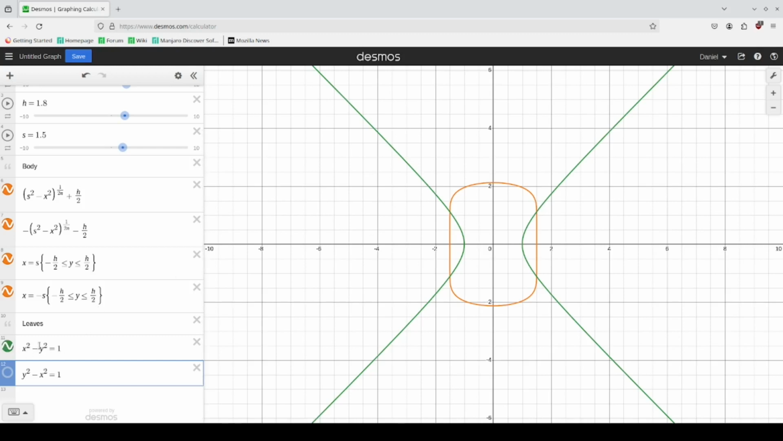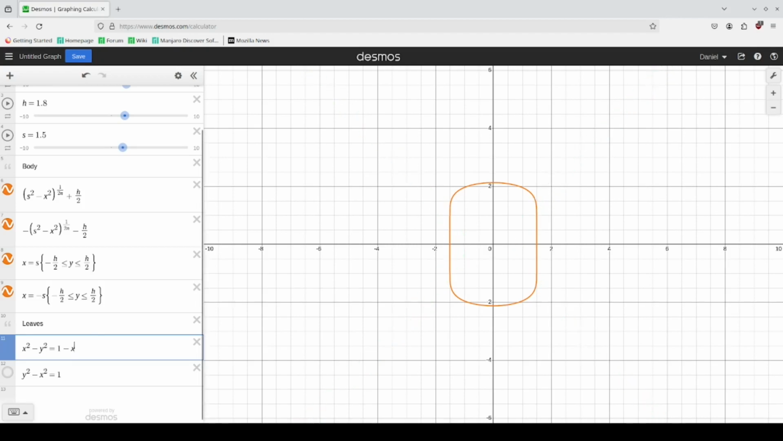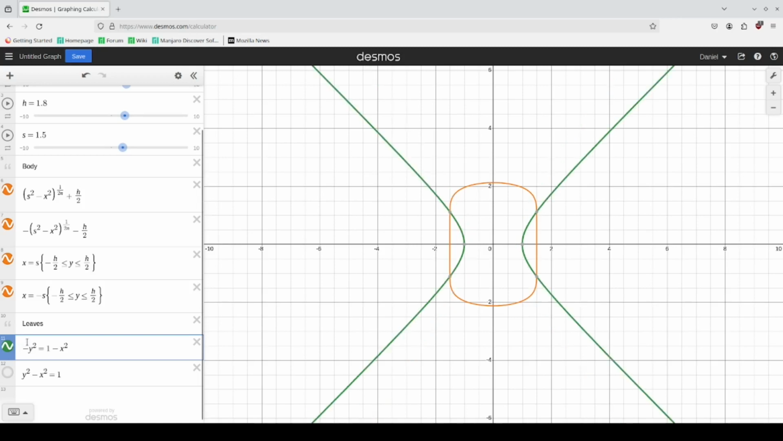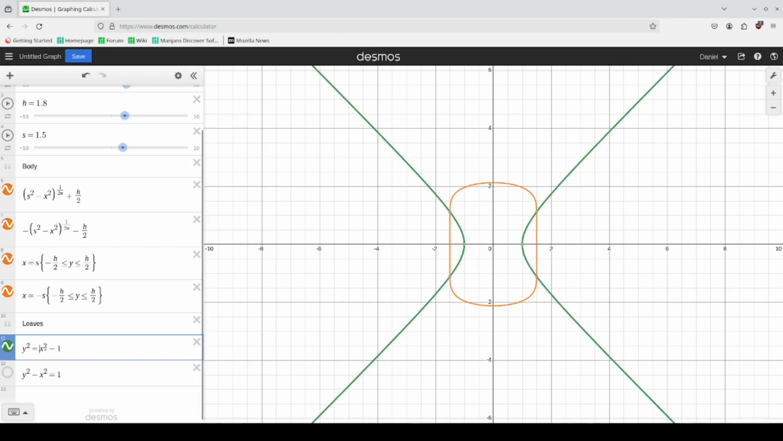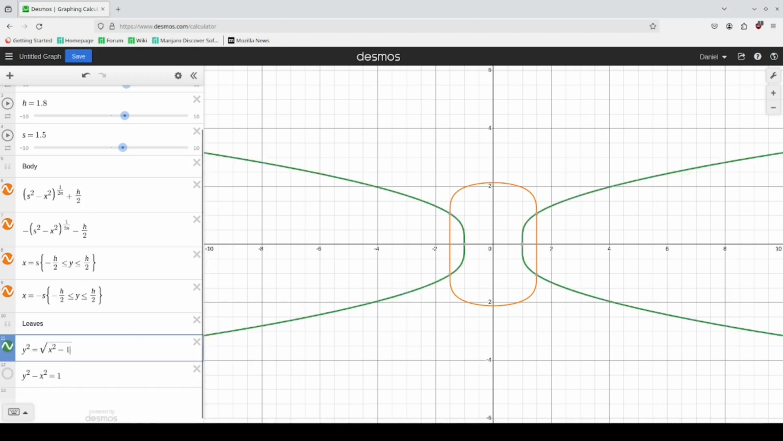So since we're starting with this one, let's solve for y. First thing, we're going to subtract x squared. Then we'll multiply across by minus 1. So that'll give us x squared minus 1. And now we're just going to solve for the positive solution of y. So it's going to be the square root of this thing here.